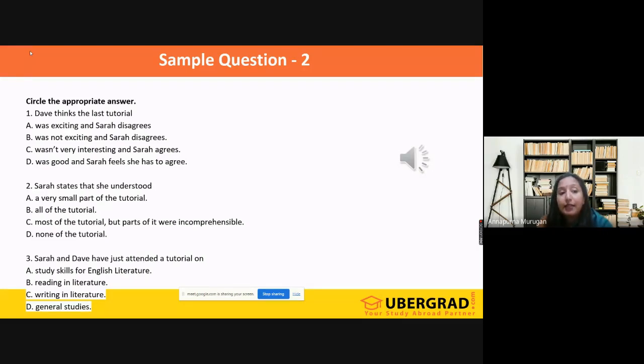Next, Sarah states that she understood. So now Sarah is one more student. That means we have multiple people here. Definitely, this could be the third part of this one audio. Sarah states that she understood something. So they think something about the last tutorial. That means Sarah has understood something, and what is that thing? You need to find out.